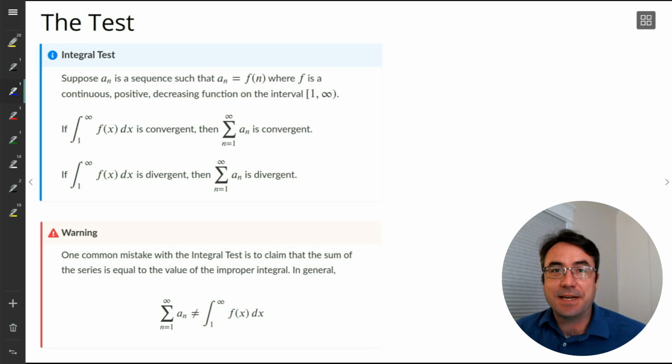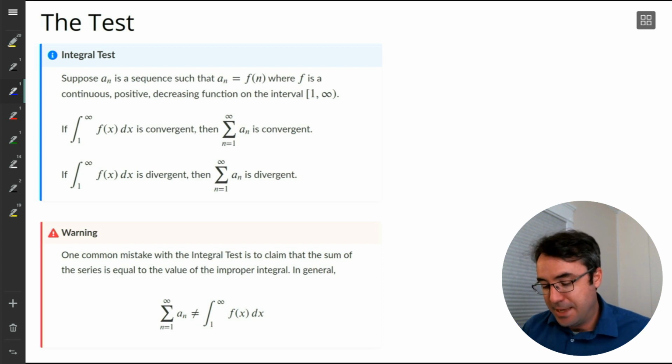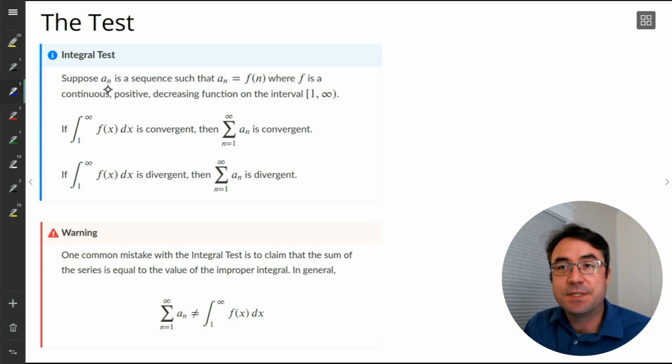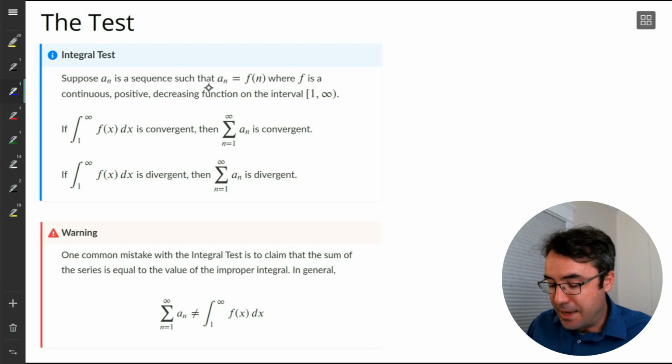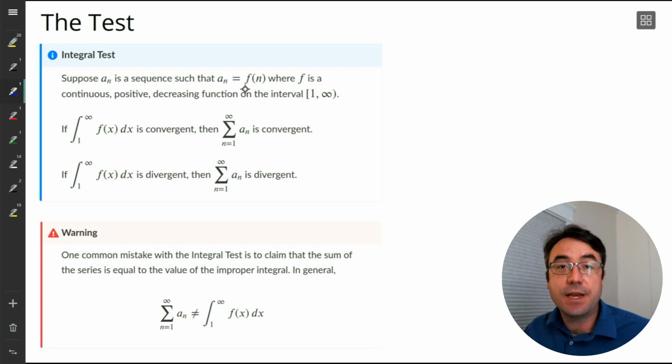All right, so here's our test. Let's read through it. Let's suppose that we have a sequence a sub n, such that a sub n is equal to some function f evaluated at n, where this function f is continuous, positive, and a decreasing function on the interval from 1 to infinity.